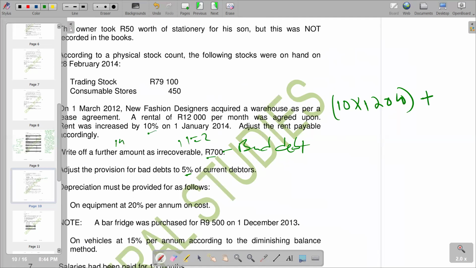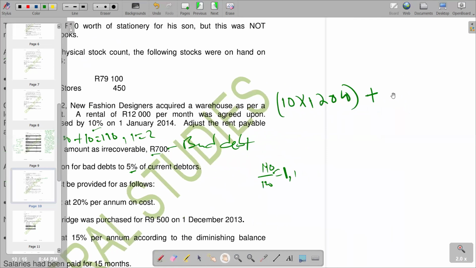Remember, it was 100%, and then it increased by 10% to become 110%, which is a decimal. If you divide by 100, if you say 110 divided by 100, you're going to get 1.1. So it means it was now 1.1 for after the increase. So you're saying it was now 12,000 times 1.1. Then we multiply by the 2 months that we have after the increase. Then you can now be able to find the total rent which was supposed to be paid. So let's just try to see.